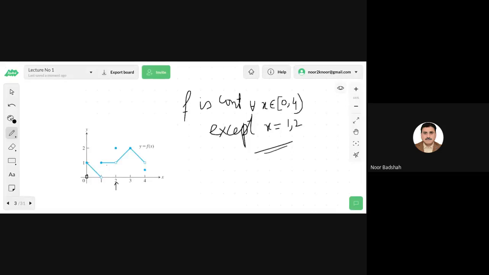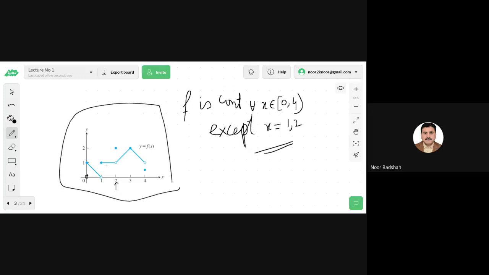You don't need to mention here except x equal to 1, 2, 4, because 4 is already excluded from here. But if you put closed interval here and here both, then you would say except x equal to 1, 2, and 4. But in this case, you don't need to write 4 again. You would simply say f is continuous for all x in this interval except x equal to 1, 2.